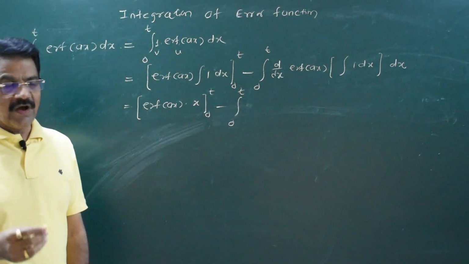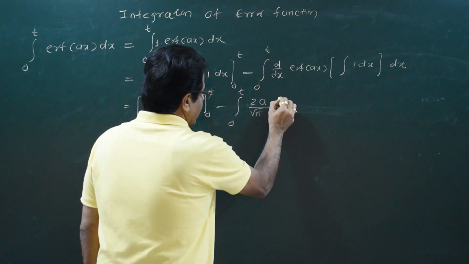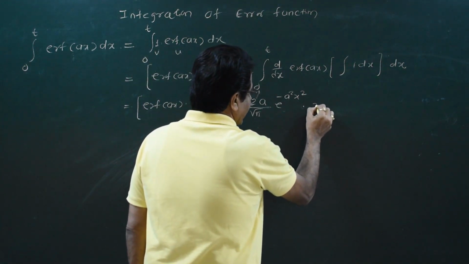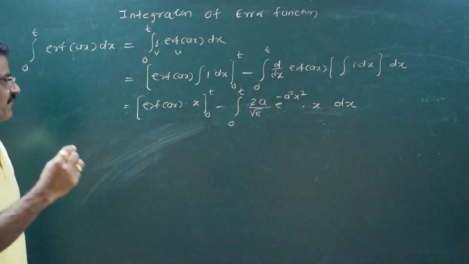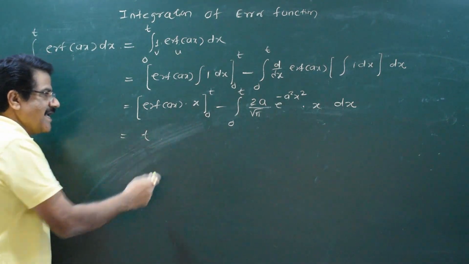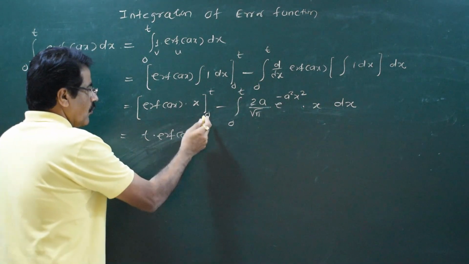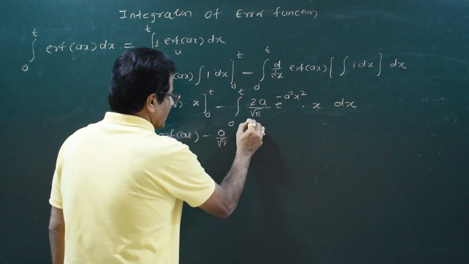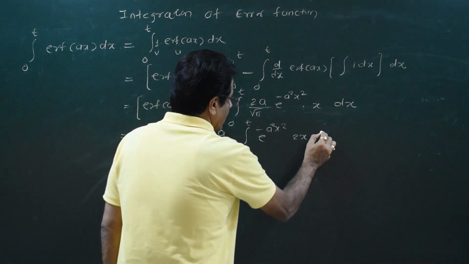Derivative of error function of ax we have proved just now, the formula is 2a upon root pi into e raised to minus a square x square, multiplied by integration of 1 dx, which is x, and then we have to simplify it further. We are going to put upper and lower limits here. So replace x by t, multiplied by error function of at, and lower limit is 0, minus a upon root pi integration from 0 to t e raised to minus a square x square multiplied by 2x dx.